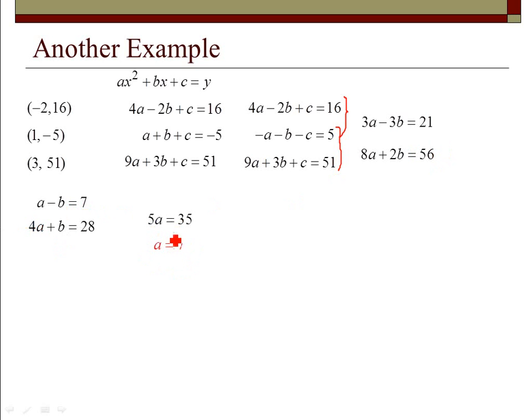Then I could take the a equals 7, plug back into either one of these equations, and I get 7 minus b equals 7, so b would have to be 0. I get 28 plus b equals 28, so b equals 0. And then go back to any of these equations. In this case, I think the easiest one is that middle one. So 7 plus 0 plus c equals -5. Subtract 7. I get c equals -12. And then I just have to write out my equation.